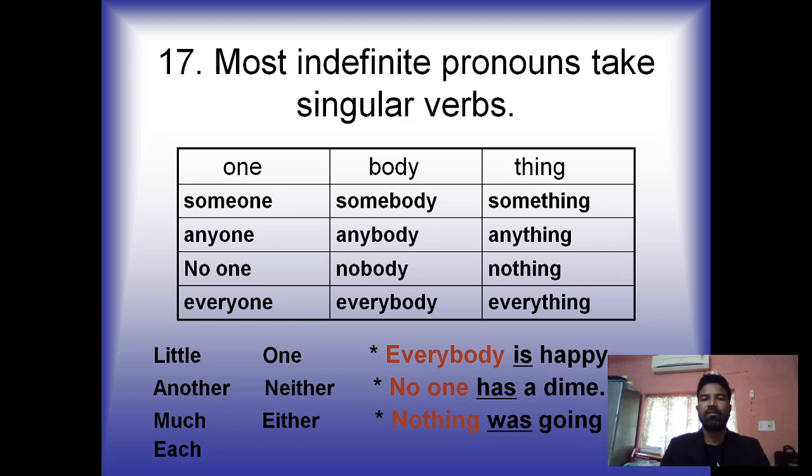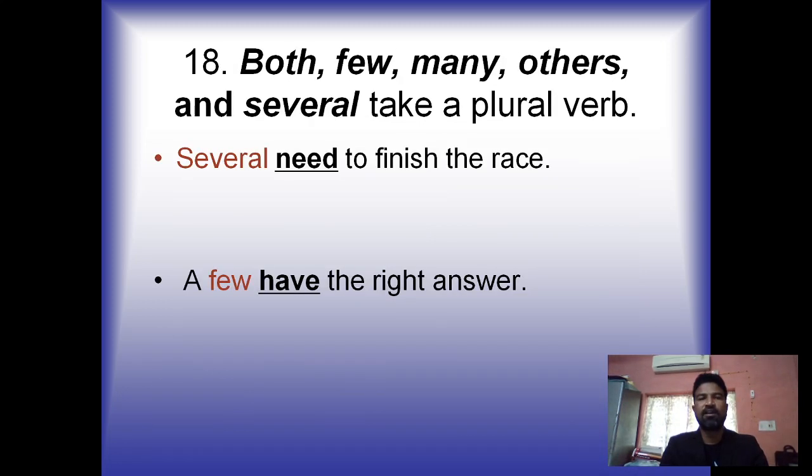Are we clear? Say, for example, one, little, another, neither, much. You can neglect them, this is not required. Remember, everybody is happy. No one has a dime. Nothing was going to help. Indefinite pronouns like someone, anyone, no one, everyone, somebody, anybody, nobody, everybody, something, anything, nothing, everything are always treated as singular. Therefore, they always take singular verbs. Let's come to the next statement.